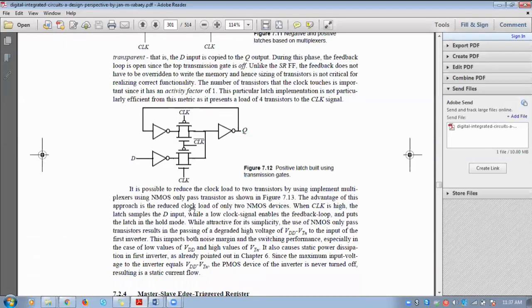So whenever we are seeing a transmission gate design, we have to look onto the NMOS connection on both sides. So based on that, you can understand very easily about the working of this particular thing.